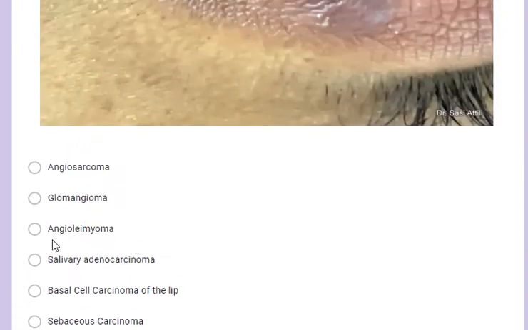Alright, I hope you enjoyed the quiz. So the answer to this is glomangioma. This is a slightly difficult quiz, but I thought you should know what the histology of a glomangioma and a glomus cell tumor should look like. Thank you.